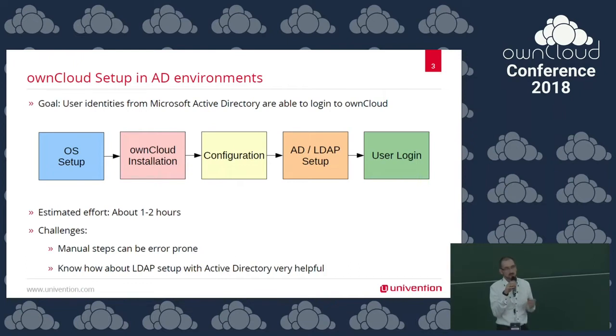The usual way is you have your operating system that you need to set up, like Debian or Ubuntu. You do a usual Owncloud installation on it. You may need to do some configuration to make it suitable to your needs. And then you use the LDAP extension for Owncloud, configure it, and hook it up to Active Directory. And afterwards, you are done and your users can log in, hopefully.